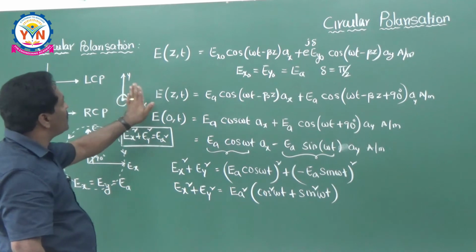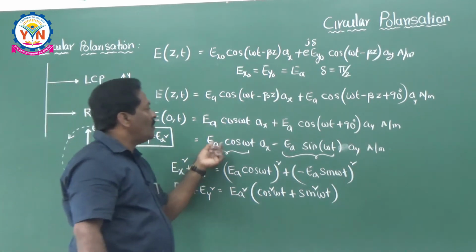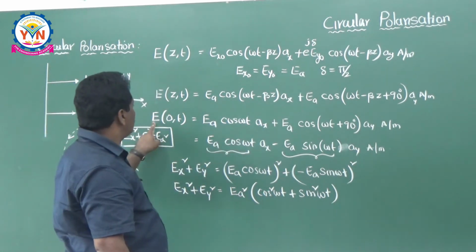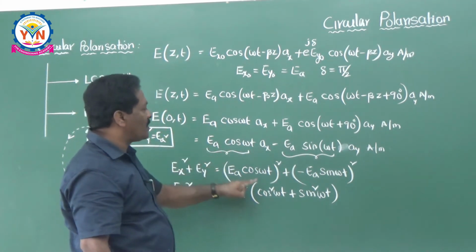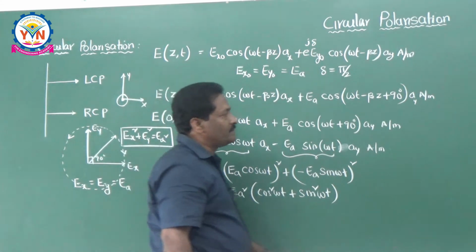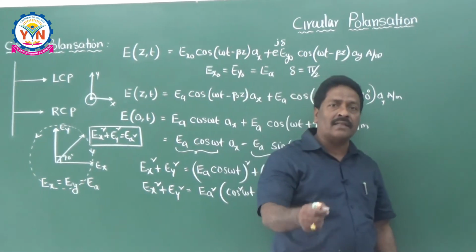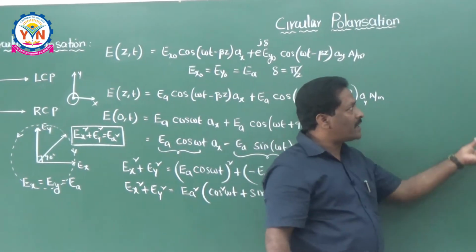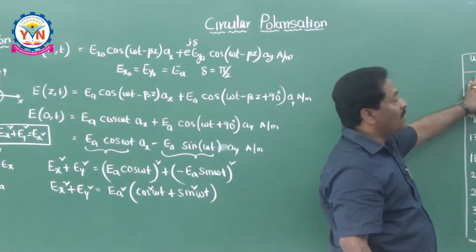In order to find the direction, it is very simple. Once again you have to draw the locus of this electric field intensity for different values of time. So, just like in linear polarization, let us see this table.